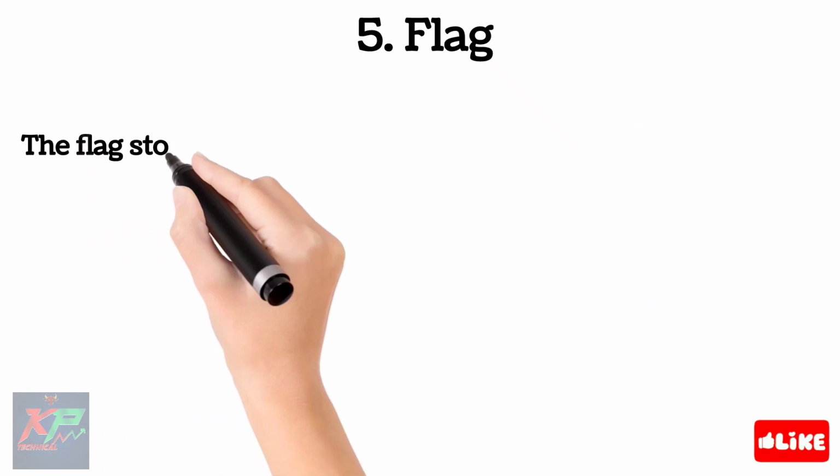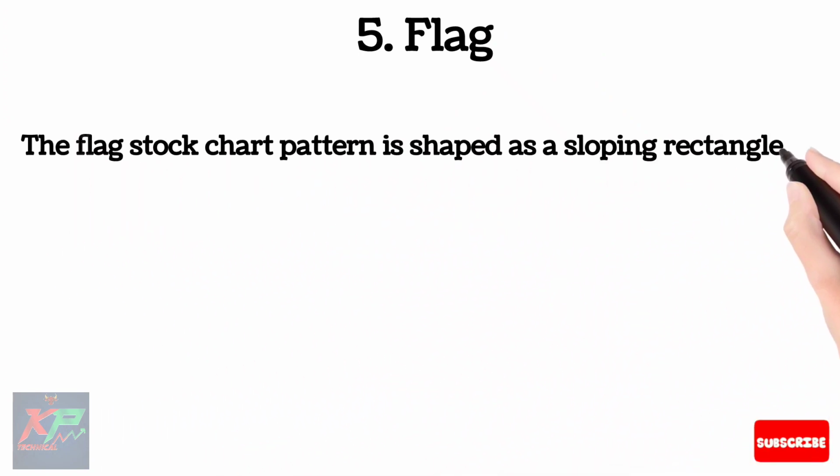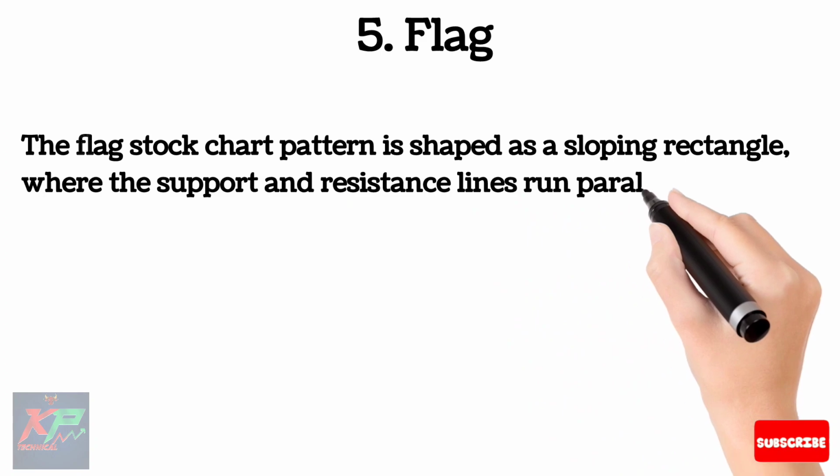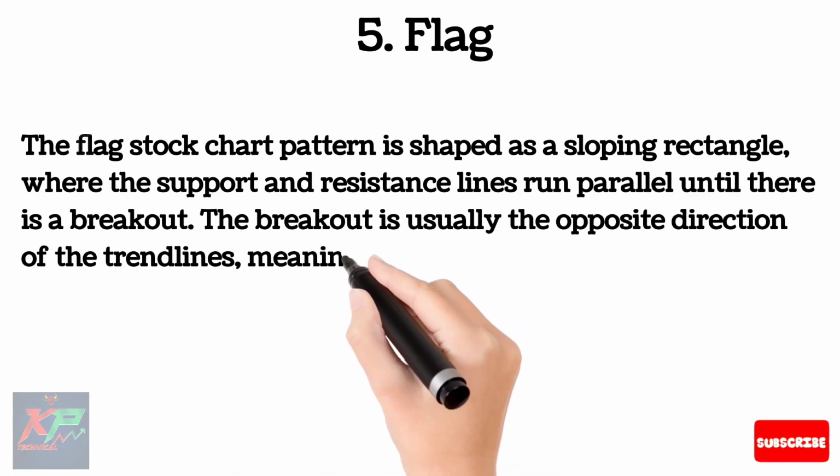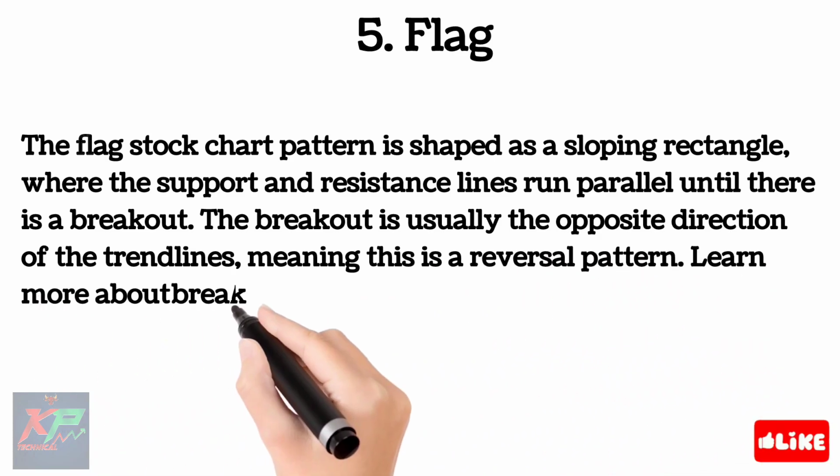5. Flag. The flag stock chart pattern is shaped as a sloping rectangle, where the support and resistance lines run parallel until there is a breakout. The breakout is usually the opposite direction of the trend lines, meaning this is a reversal pattern. Learn more about breakout stock patterns.